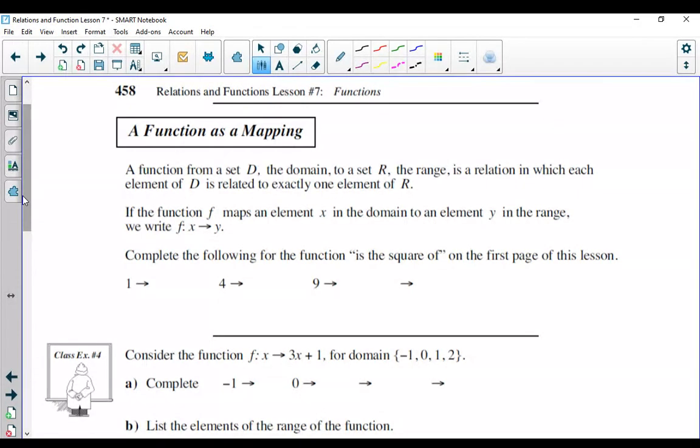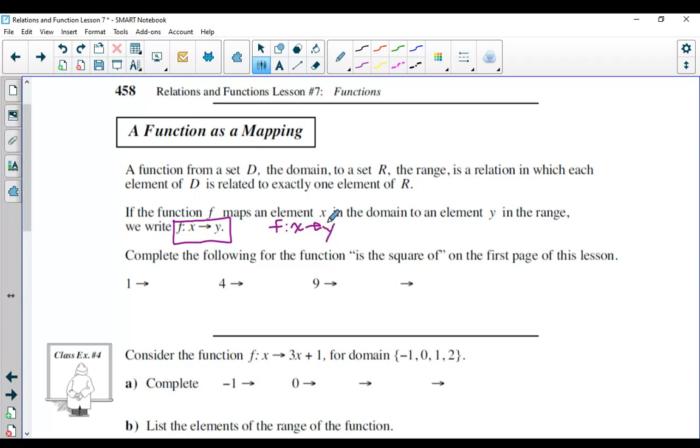If the function f maps an element x in the domain to an element y in the range, we can write down the following little notation. So what this means here is f is an abbreviation for function. And what does it mean to have a function? A function is when each element x in the domain relates to exactly one element in the range. So the way I would think about this, if you're trying to translate it, is to do one on top of the other.